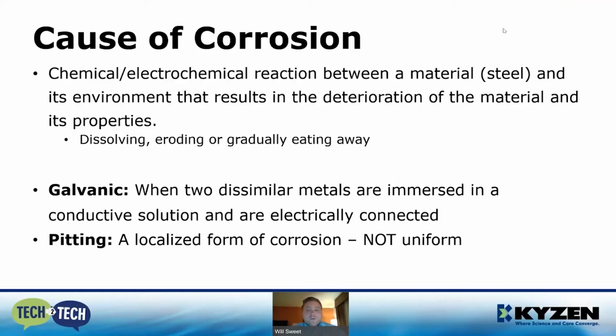What is more common in steel manufacturing applications is pitting. Pitting corrosion is not uniform, so it's almost random. It's a localized form of corrosion, so it's very hard to predict where it's going to show up on the part, and it is exactly what it sounds like. It's going to pit, and it can even pit all the way through and make holes in your parts.